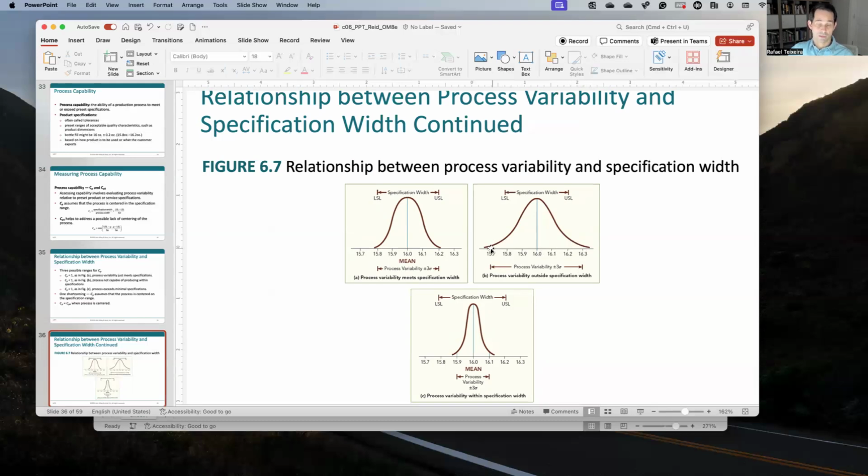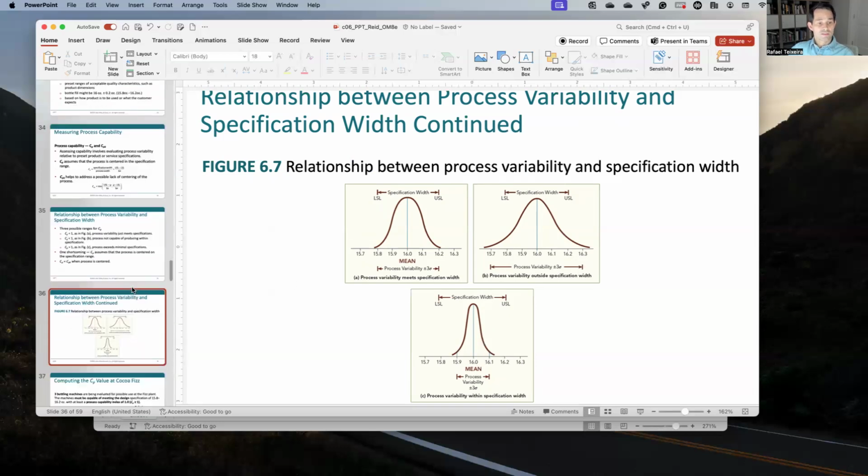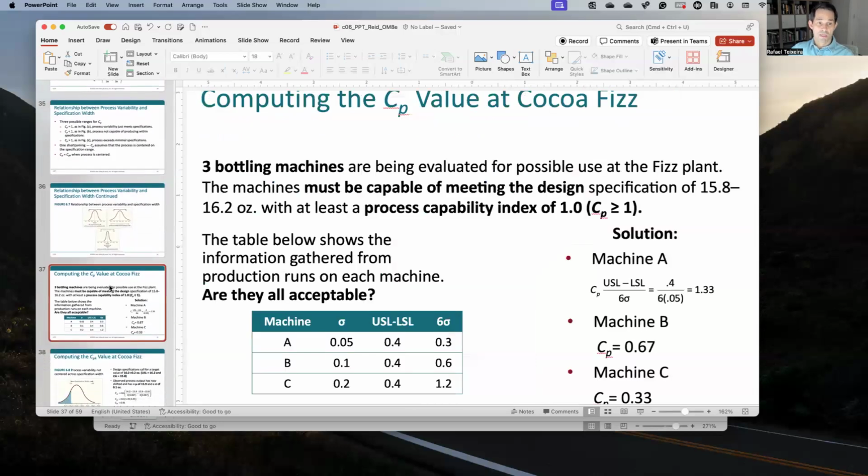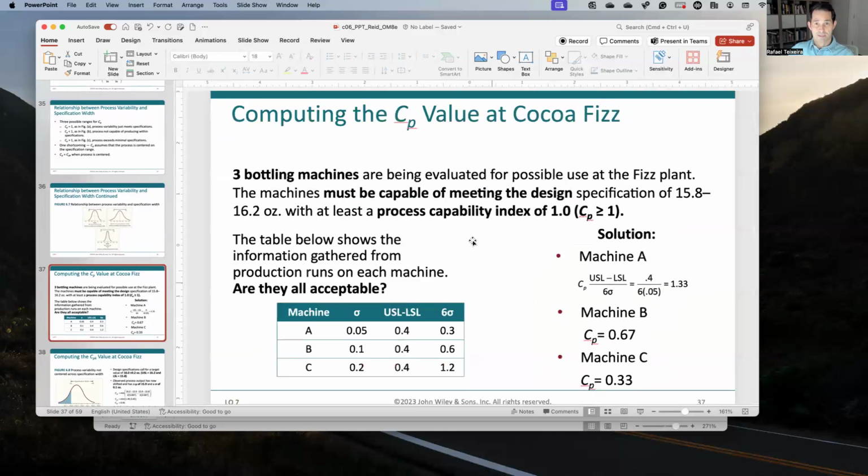It's sometimes filling more, sometimes filling less. Not capable. And this one is above 1 capability. The lower specification limit is not even reached, and neither is the upper specification limit. So that CP would be greater than 1. So let's see how to compute this CP measure. Here we have an example.